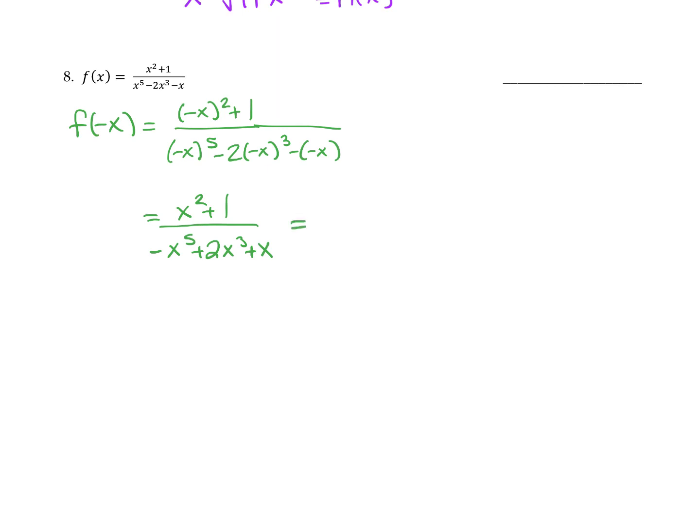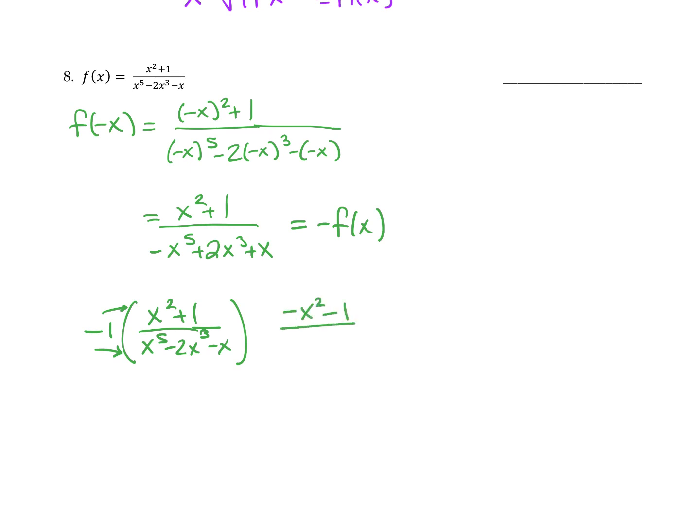So is this equivalent to negative f of x? Well, let's see. If I were to multiply negative 1 times x squared plus 1 over x to the 5th minus 2x cubed minus x, I could multiply this negative 1 to the top or the bottom. I wouldn't do both. So if I multiplied it to the top, I would get negative x squared minus 1 over the same denominator. If I multiplied it to the bottom, I'd have negative x to the 5th plus 2x cubed plus x with the same numerator. It's the same denominator, same numerator. So that actually matches what I have here. So this is an odd function.